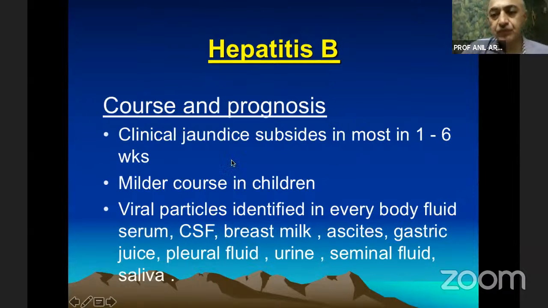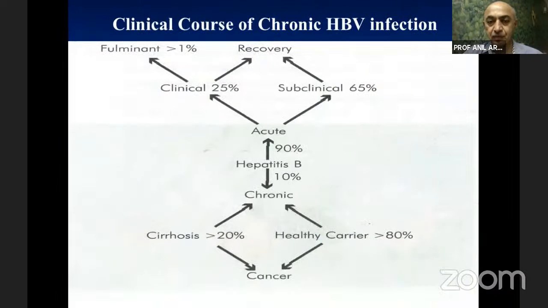Typically, the jaundice will settle in most patients, as I said, in immunocompetent adults over the next 6 weeks to 6 months in about 95% of the patients. And during infection, the virus is known to be secreted in every body fluid: serum, CSF, breast milk, ascitic fluid, gastric fluid, pleural fluid, urine, seminal fluid, and saliva. As I said, luckily for us, 1% of the patients go into acute liver failure, and there is a subclinical recovery in the majority of patients.